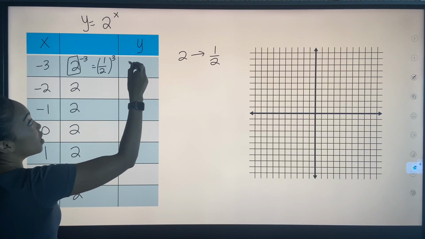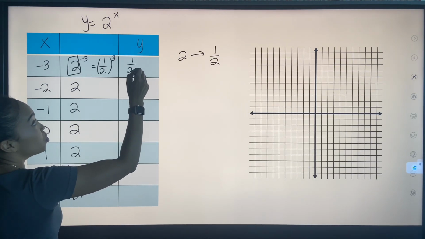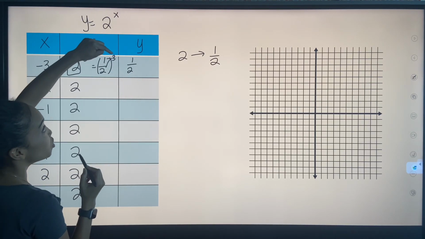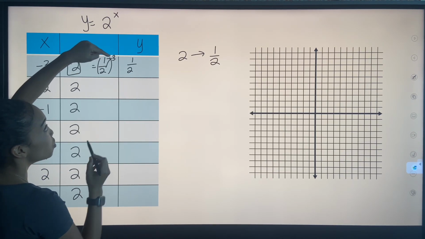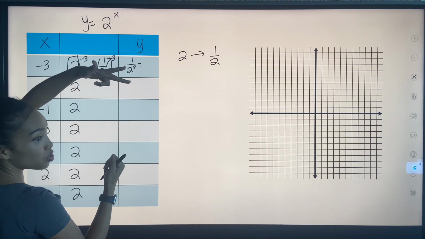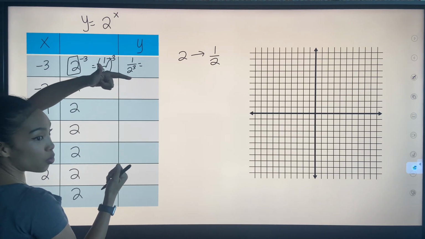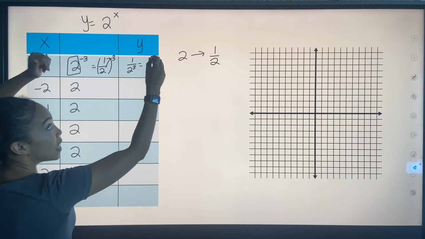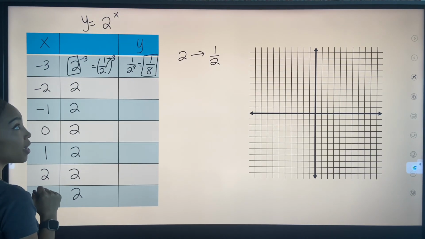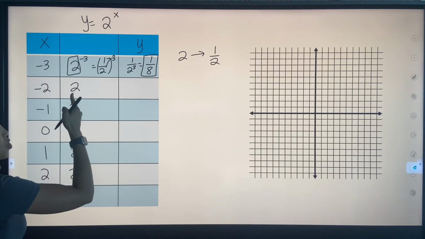Now, this will become 1/2 cubed. This exponent will go down to the 1 and the 2. So 1 cubed is just 1. 2 cubed means 2 times 2 times 2. 2 times 2 is 4 times a third 2 is 8. So this is equal to 1/8. Okay? Next, let's do this one.